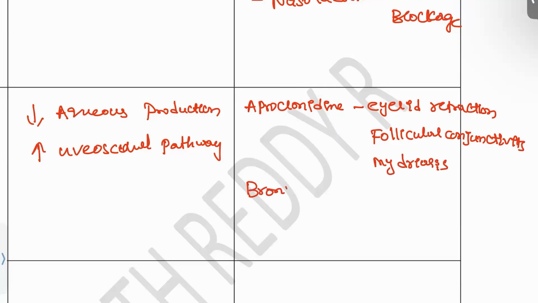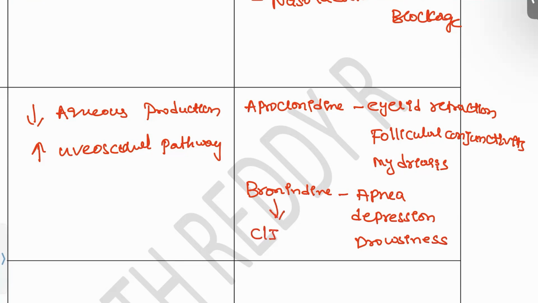Brimonidine will cross the blood-brain barrier. This will cause apnea in the patients and also depression and drowsiness. So that's why when we are giving brimonidine, we should be aware that this is contraindicated in children.